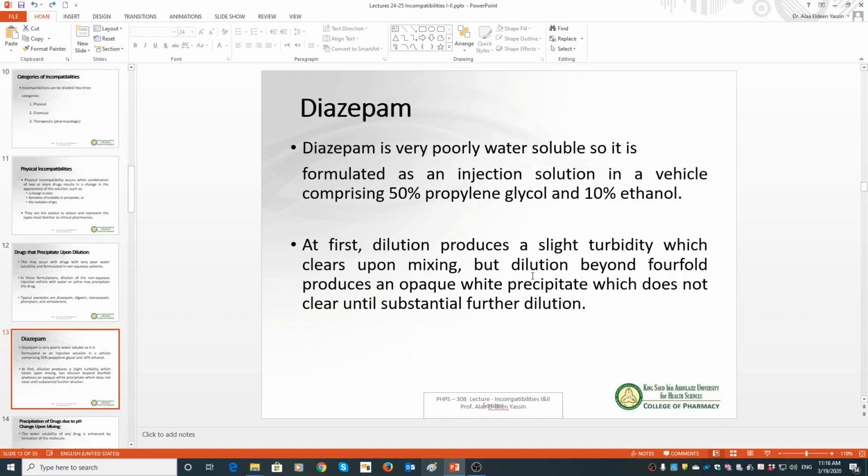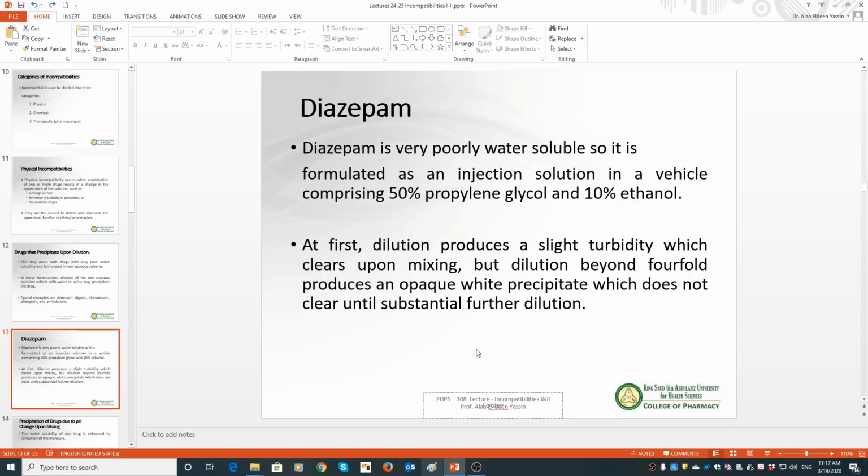Diazepam is very poorly water soluble, and it is formulated in a formula containing 50% propylene glycol and 10% ethanol. Upon dilution of diazepam, slight turbidity occurs, but this turbidity clears upon mixing when you just shake. But if you continue to dilute beyond four folds of the volume of diazepam, you will see an opaque white precipitate. So it clears and then it precipitates again at a certain volume. If you continue to dilute, it will disappear.